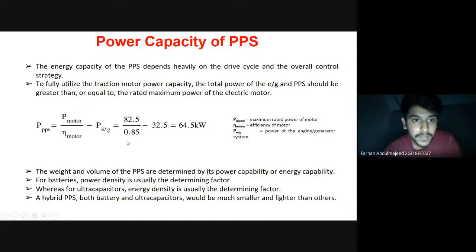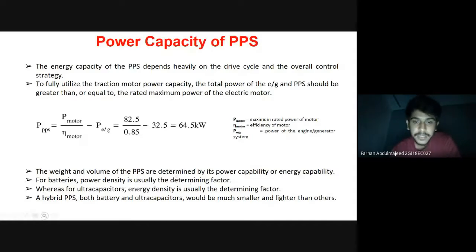Here we are dividing the motor power by efficiency, because all motors don't have 100% efficiency. So the 95 or 90% efficiency of the motor will be the loss which we have to add to the battery's power. While selecting a PPS, we should make sure that it has a greater power rating. For example, if we have a power rating of 64 kilowatt, we can select a motor which has a power rating of 60 kilowatt or 50 kilowatt, like that. So the motor power rating should be less than the PPS power.